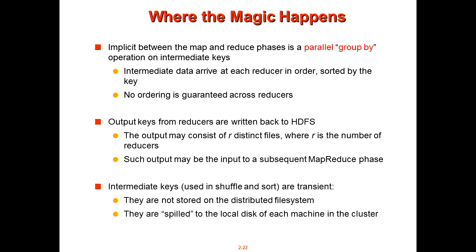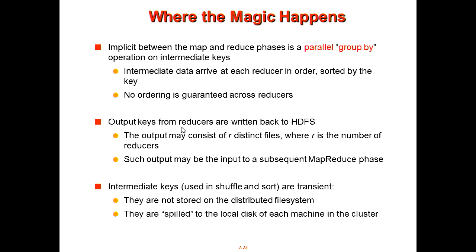For each mapper, you have a list of terms and the local counts. Then in the shuffle and sort step, the parallel group by will be applied to these keys and values, and the values associated with the same key will be grouped together. Then this key and the list of values will be sent to the reducer in order, according to some order specified by you. And within one reducer, the order is guaranteed.